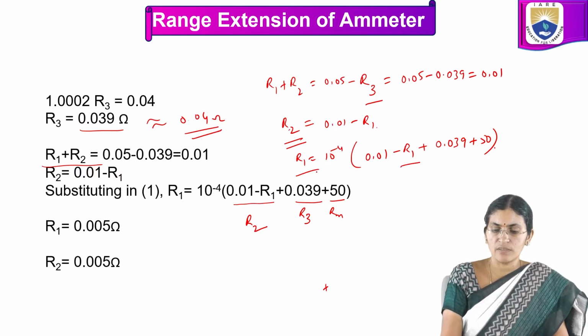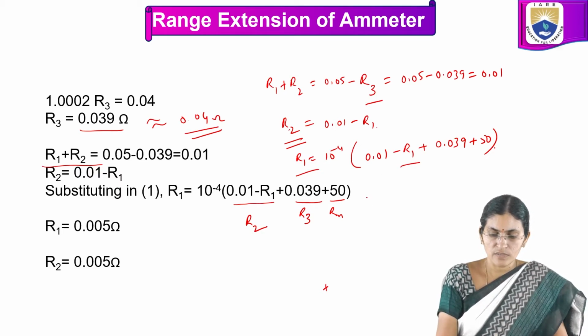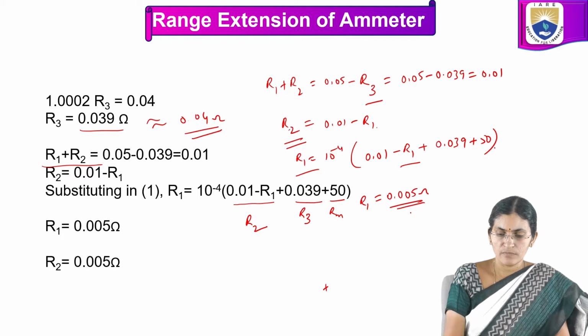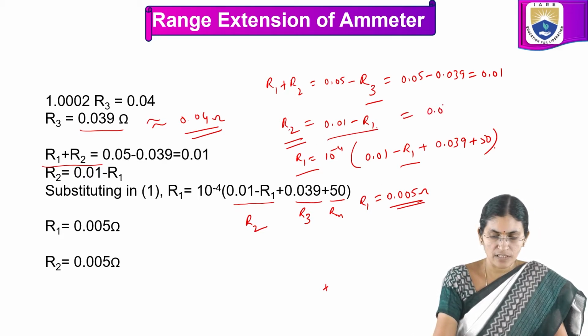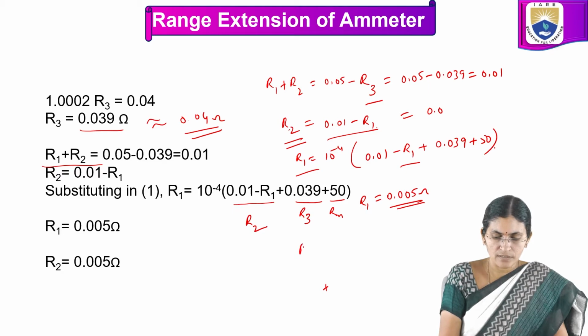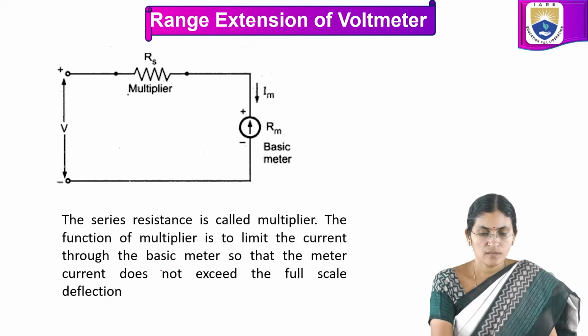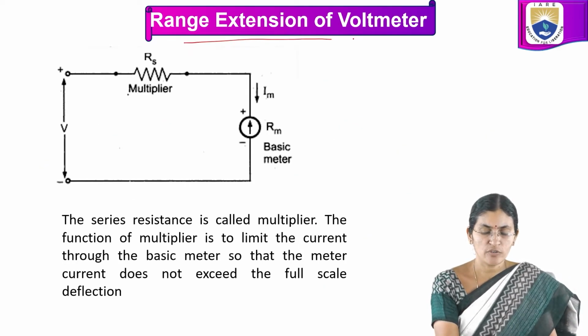The only unknown variable here is R1. Solve this, you will get the value of R1, 0.005 ohms. Now we can make use of this relation and substitute the value of R1. So you will get the value of R2 is also equal to 0.005 ohms.